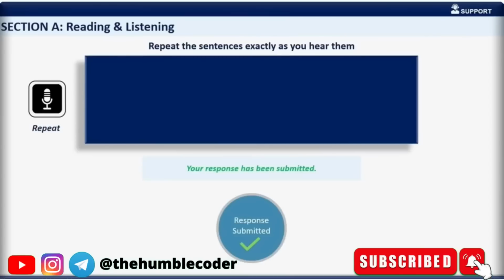Okay, the answer for this is: the students eagerly gathered in the library. They looked excited and shared their thoughts and ideas about the latest book they had read. They also discussed the book's characters and what they learned from it. Moving on to the next audio.